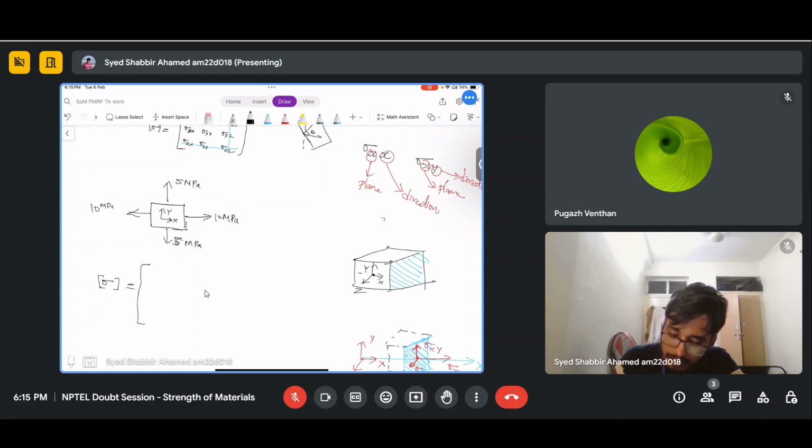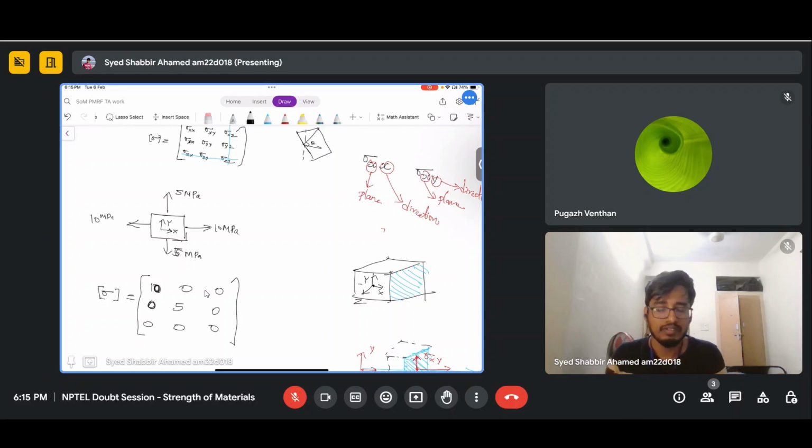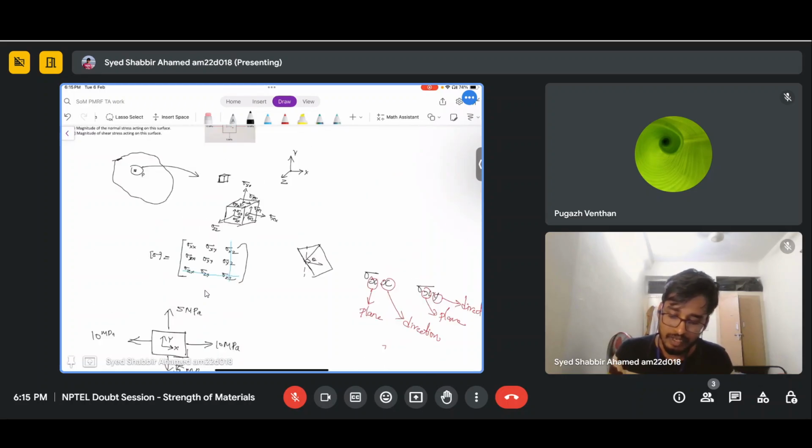So I'll write sigma xx, which is 10 megapascal. Then sigma xy: there is no shear stress acting on this element anywhere, so I'll simply take it as 0, and all the z components will be 0, so no need to take them. Sigma yx is also 0. And I have sigma yy, which is again tensile stress, and it is 5 megapascal. So this is how we write a stress tensor for the given problem.